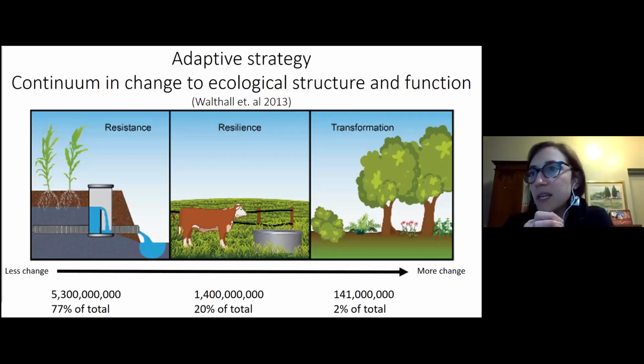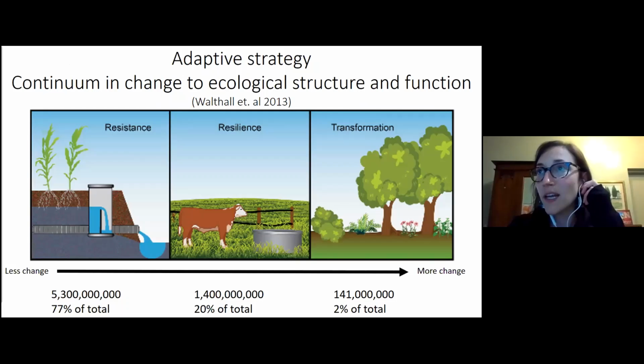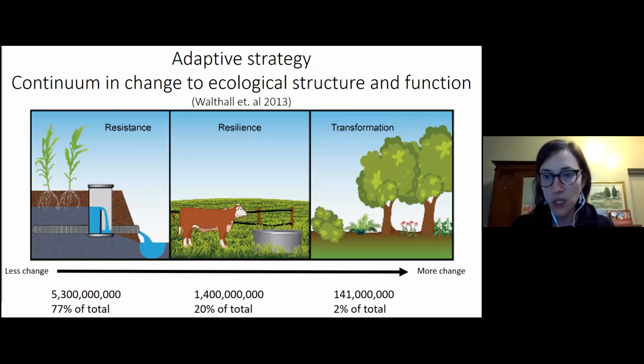And then finally, you see the numbers here in terms of adaptive strategy. There was less overlap, I would say, with the classification of these practices. The majority did fall into the resistance category. A significant percentage, 20% or 1 in 5, fit into the resilience category, and then just 2%, a small amount, we felt fit that description of transformation: those practices that are really substantially impacting the structure and function in an ecological way to support projected change into the future.